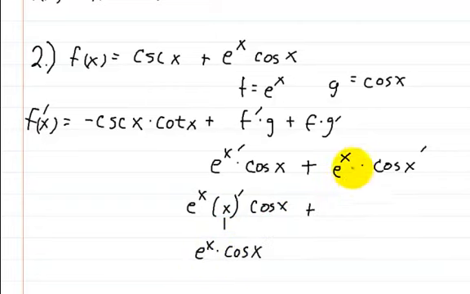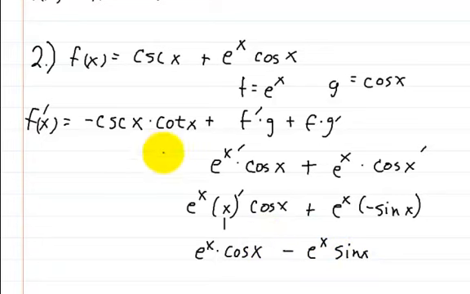Now let's do the second part. We just bring down the eˣ. The derivative of cos(x) is just negative sin(x). So this is equal to negative eˣ sin(x). And then let's bring down the last part to finish writing it. It's going to be negative csc(x) cot(x) plus eˣ cos(x) minus eˣ sin(x). And that is how you do that one.